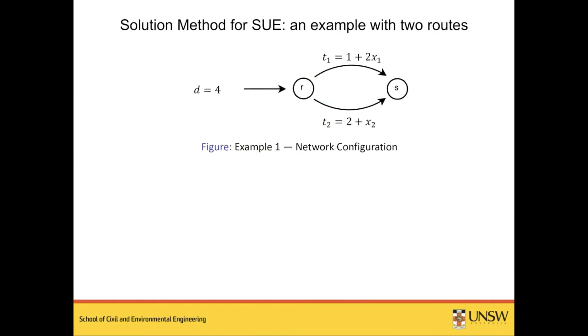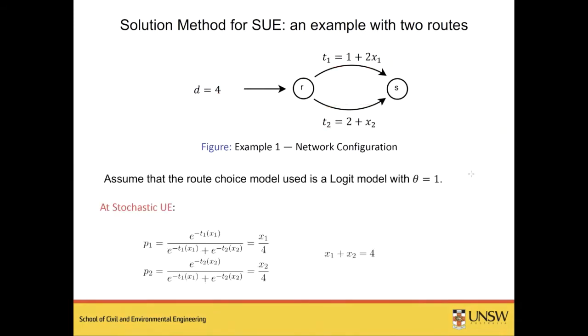So let's have a look at an example. The first one that we're going to talk about, we're going to solve algebraically, very similar to all the previous examples that we had in the class. We have a very simple network from R to S, only one OD, two links. Link travel time functions are given. I have my demand, and I want to write down the system of simultaneous equations that I can use to actually solve this SUE problem algebraically.